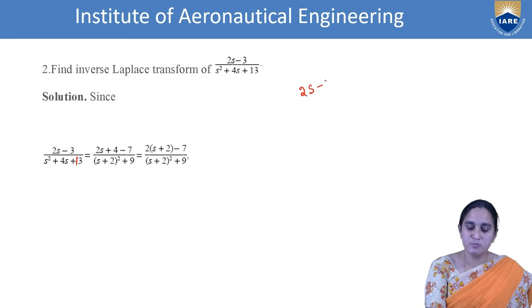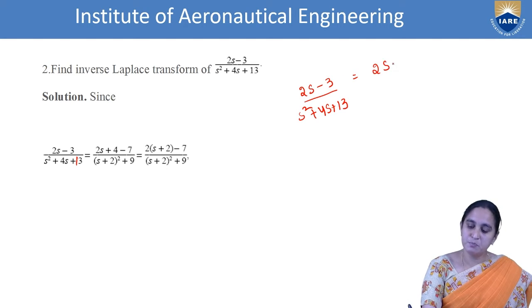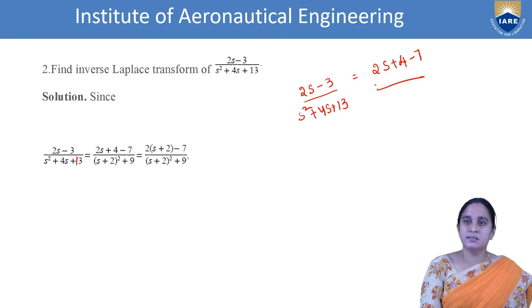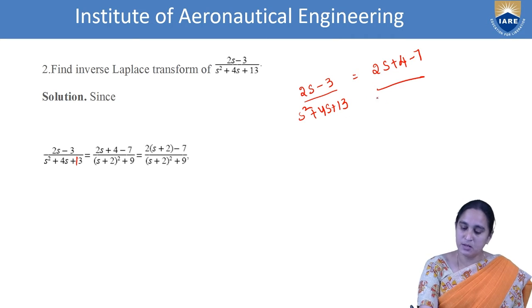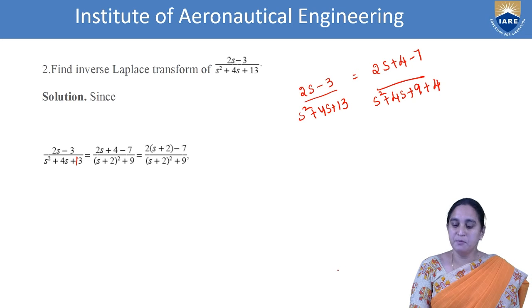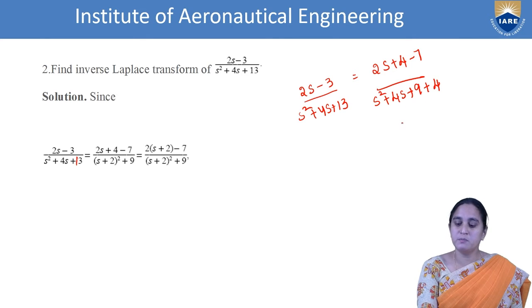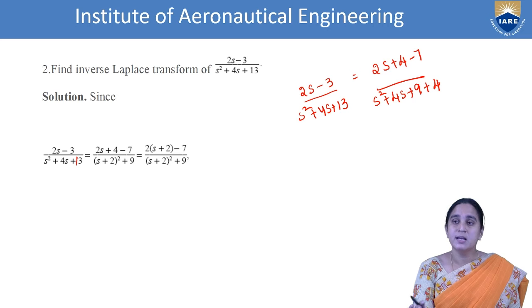That is, 2s minus 3 by s square plus 4s plus 13 is equal to 2s plus 4 minus 7. 4 minus 7 means how much? Minus 3 only. That means there is no change in the numerator. Okay, and next, s square plus 4s plus 9 plus 4. 9 plus 4 is how much? 13. There is no change in the denominator, but for our convenience, now I'll divide that as s square plus 4s plus 9 plus 4.